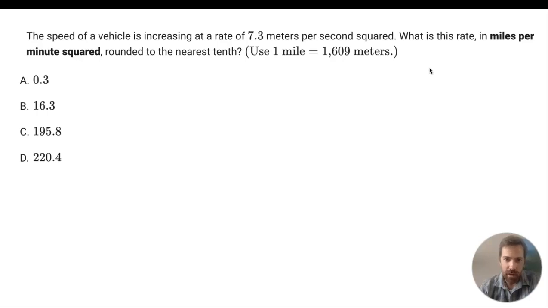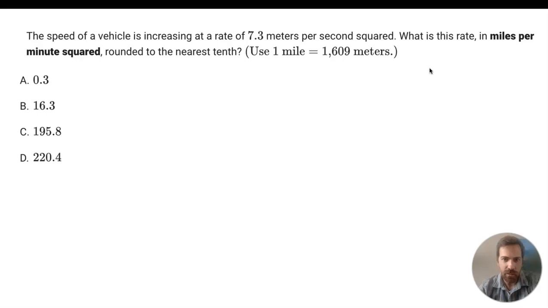But we're not converting just miles to meters. We're converting meters per second squared to miles per minute squared. So it's going to be a little more complex than just multiplying or dividing by 1609, right? Okay, so how do we approach unit conversion questions?